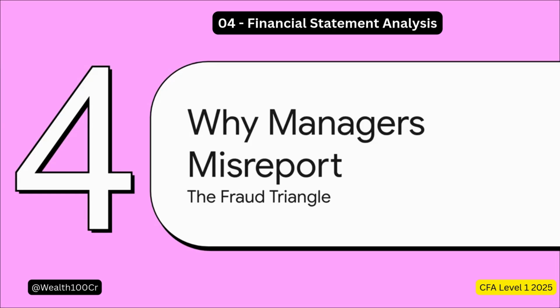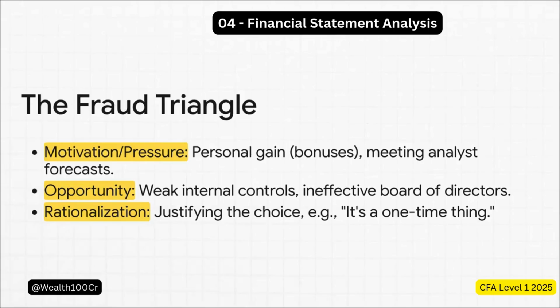So this raises a huge question. Why on earth would managers do this? To get that, we need to dive into the psychology of it all. And the best framework for that is the fraud triangle. It helps us profile the motive, the opportunity, and the rationalization behind these bad decisions. The key here is that it's usually not just one thing. It's a perfect storm of all three elements.